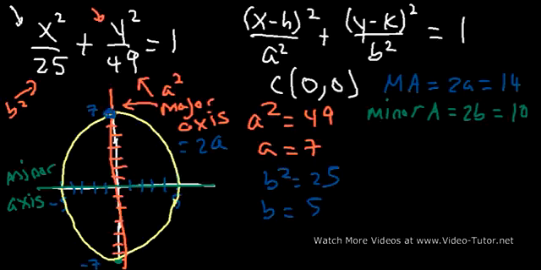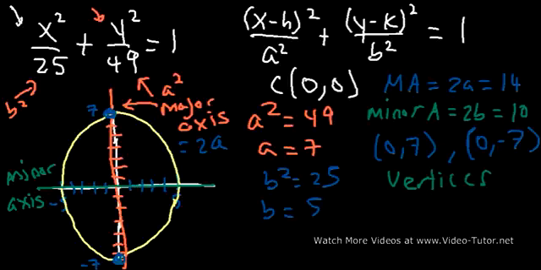By the way, the endpoints of the major axis, which are (0, 7) and (0, -7), those endpoints are known as vertices, which is the plural form of vertex. So some books will call them the major vertices, and other textbooks will call the endpoints of the minor axis the minor vertices. If they don't use the word minor, then the vertices correspond to the endpoints of the major axis. Now the only other thing we need to find is the foci.